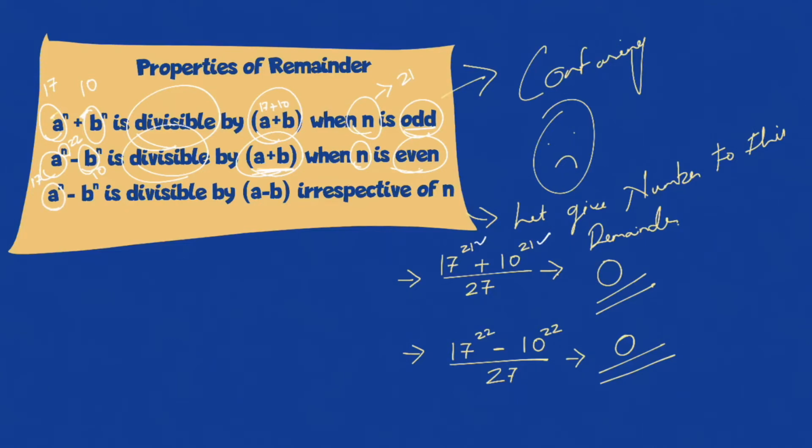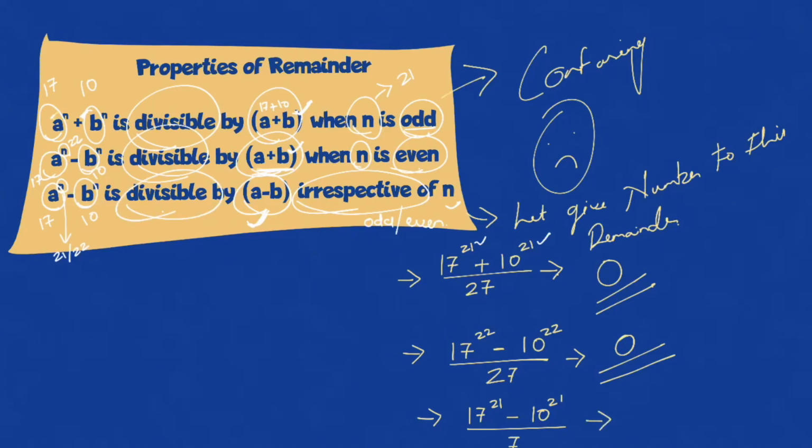Let's move on to the next property, a raised to n, where a is 17, b is 10. So 17 raised to n. Now n is irrespective, which means n could be odd or it could be even. So we'll see both cases. When n is odd and n is even, it is always divisible by a minus b. So this time we have a minus b instead of a plus b. So let's keep n as odd first. So 17 raised to 21 minus 10 raised to 21 is divisible by a minus b, 17 minus 10, which is 7.